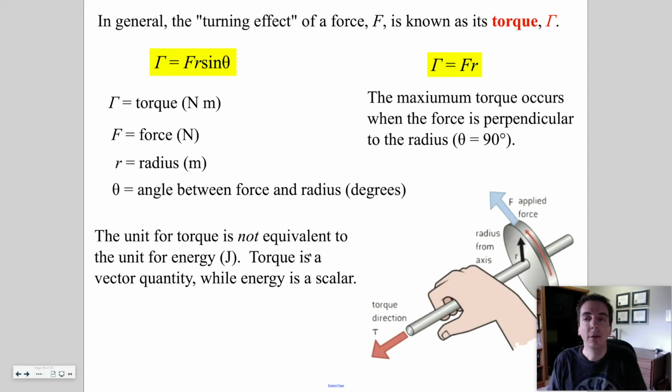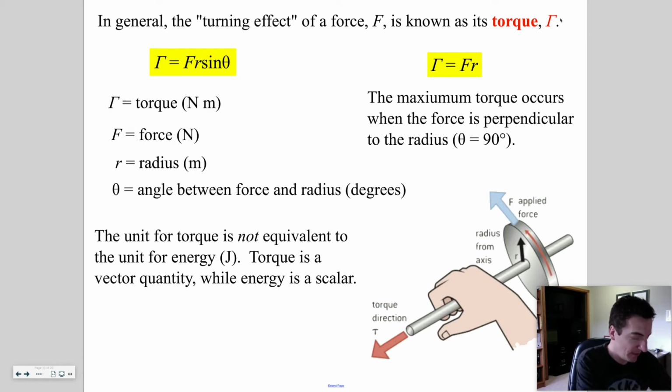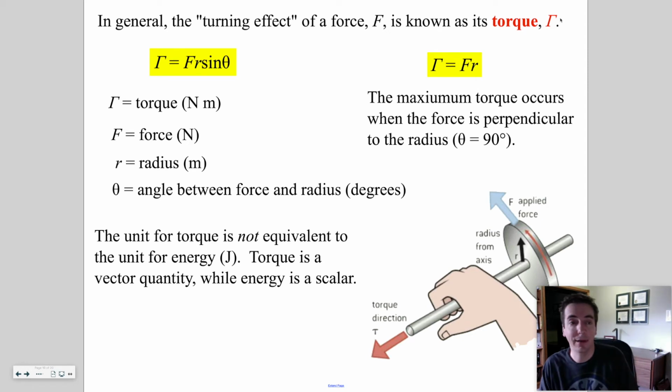Okay. In general, the turning effect of a force is known as its torque. That is the Greek letter. I should know that. It kind of looks like a funny looking T. Hang on. I'm not going to edit this out. I'm going to look up what that Greek letter is. I'm pretty sure it's tau, but I don't remember. Yeah, tau. T-A-W. Look at that. I got it.